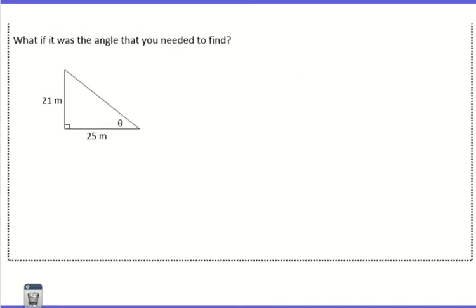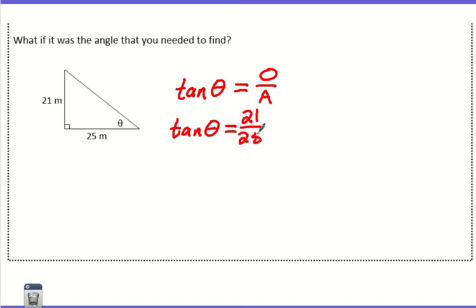Moving on to this problem. What if it was the angle that you needed to find? So in other words, what's theta? Looks like they gave us the opposite leg and the adjacent leg, which is going to imply tangent again. So here's what we do. Tangent of theta equals opposite over adjacent. We do not know theta this time, but we do know that the opposite is 21 and the adjacent is 25.